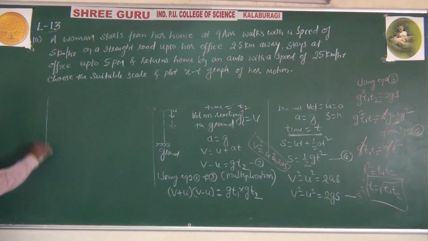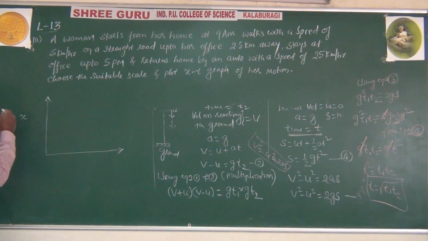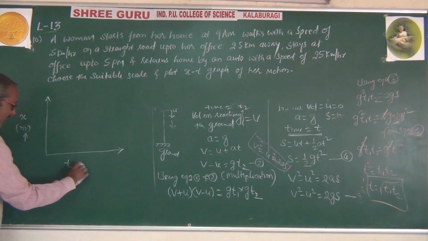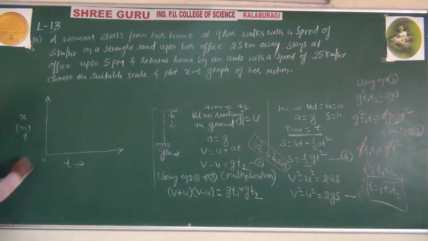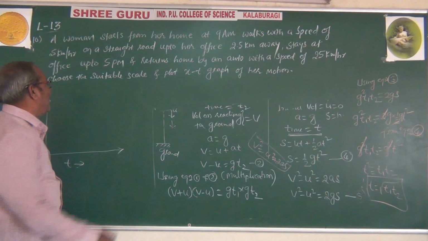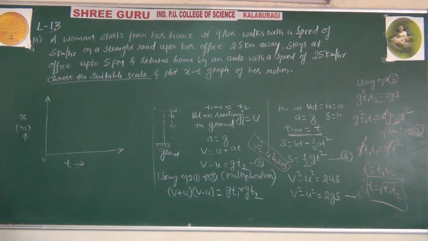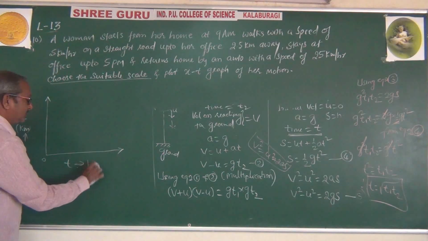Here the position is along the y-axis, time is along the x-axis. This is position, given as x in meters, and t is time in seconds or in terms of hours. You have to choose a suitable scale, either in meters or in kilometers. Because they have given the distance in kilometers, you can go for kilometers on this axis, and hours on this axis.